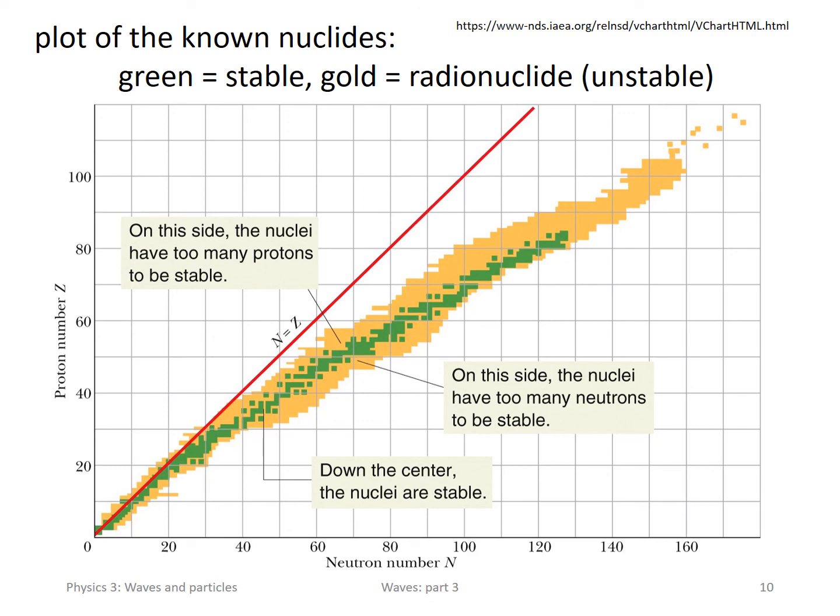But then on either side of that green line, we see that we tend to have the unstable isotopes. And again, that happens because we get an imbalance between the number of neutrons and protons, which tends to lead to beta decay, as we saw on the previous slide. So the larger nuclei are prone to radioactive decay, either through alpha decay or through beta decay.